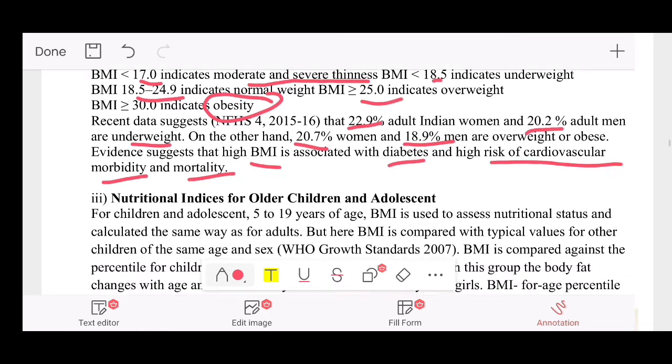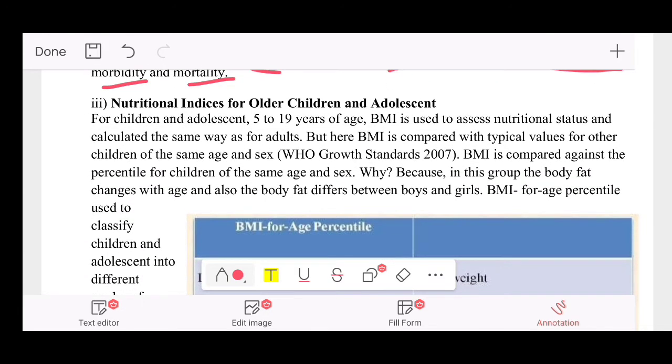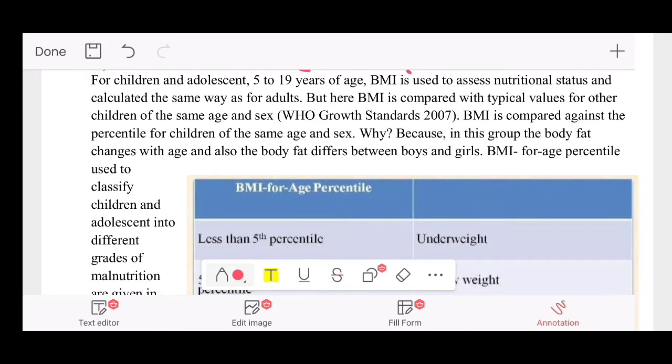Okay. Next, nutritional indices for older children and adolescents. For children and adolescents 5 to 19 years of age, BMI is used to assess the nutritional status, and that is calculated the same way as for adults. But here BMI is compared with typical values for other children of the same age and sex.